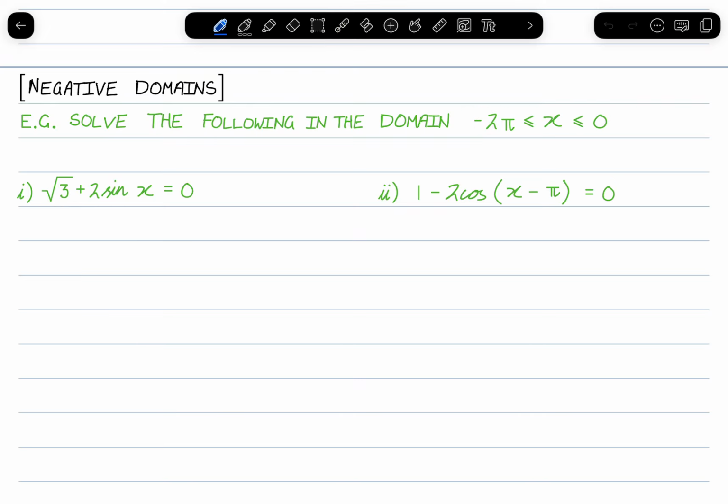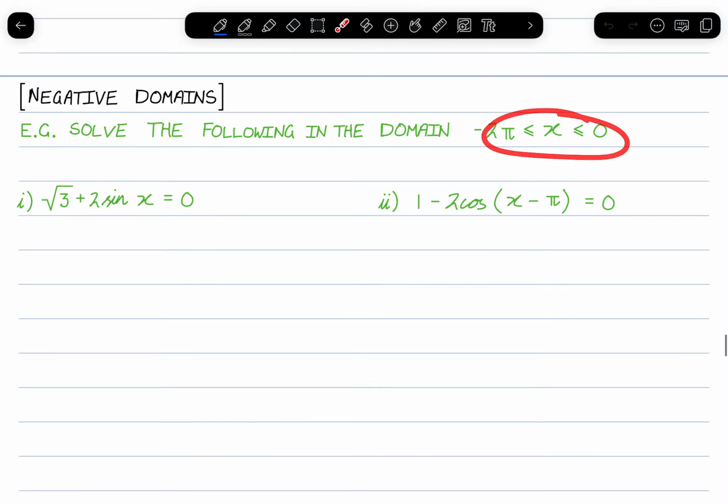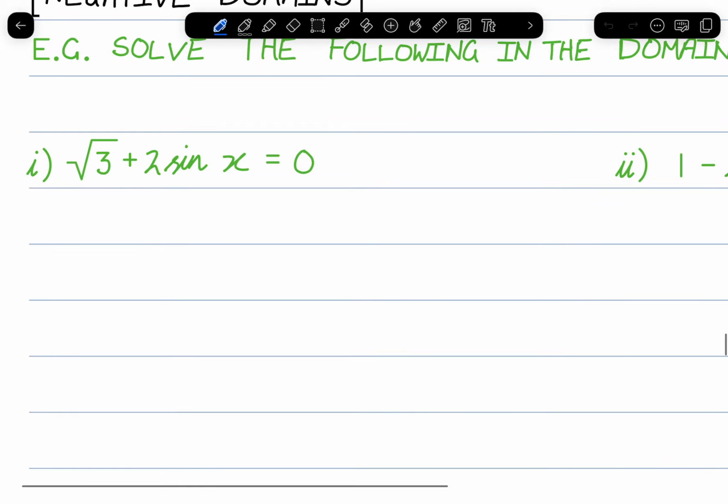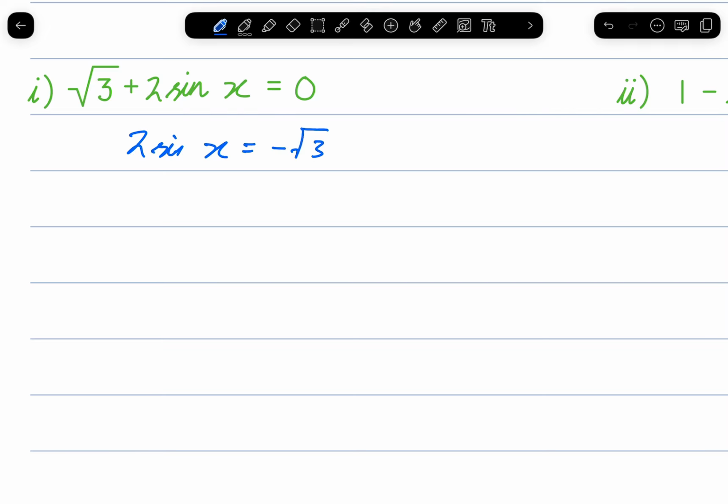So here we go. In this one, as you can see, it's just the regular x, so there's no adjustment in the domain that needs to be done. From here, we just simply move everything so that sine is on its own. First I'm going to move the root 3. So 2 sine x equals negative root 3. And then dividing by 2, sine x equals negative root 3 on 2.